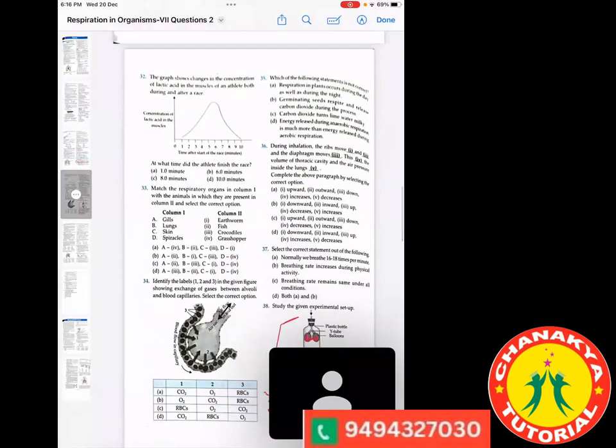Now, question number 32. Yashwant, read the question number 32 and give me the answer. The graph shows changes in concentration of lactic acid in the muscles of an athlete both during and after a race. Concentration of lactic acid in the muscle diagram. Okay. At what time did the athlete finish the race? So what is the answer according to you?